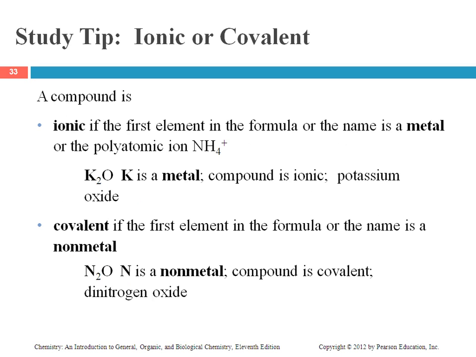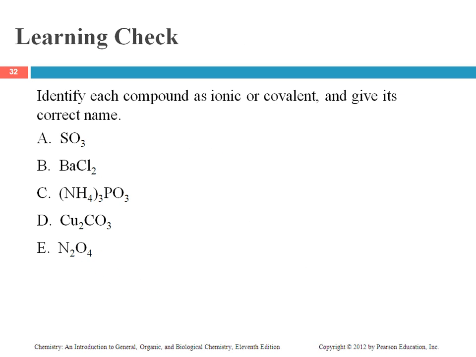So now that you have gone through and studied and learned to name ionic and covalent compounds, we're going to do a learning check. We're going to see if you can name these when they're all mixed up. So you first want to identify each compound as ionic or covalent and then give its correct name.